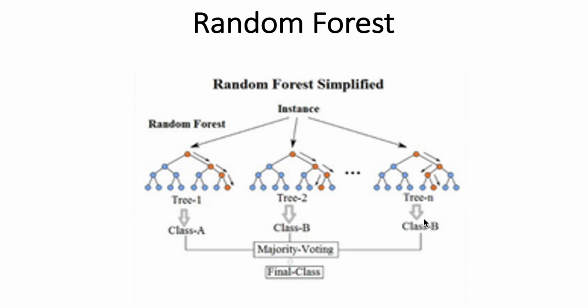Based on all the outputs from all the trees, there's a voting mechanism. For example, here it does majority voting. After voting, we get the final class, and that is why we call it random forest. It looks like a forest because usually there are decision trees behind it.